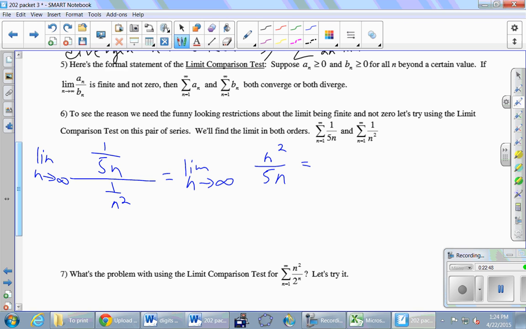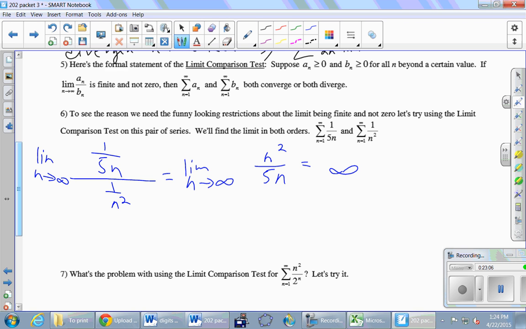What is this limit equal to? N over 5, which becomes infinity. So does the limit comparison test apply? No, because we were foolish. We decided to try comparing two things that aren't comparable.